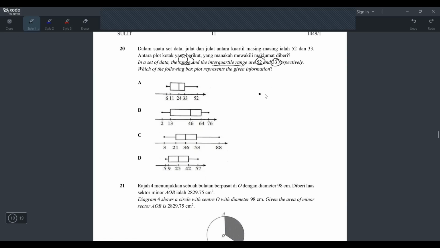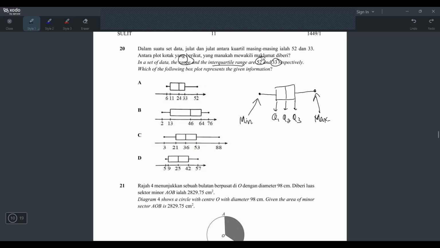I remember I mentioned this in my paper 2. I think it's Melaka paper 2, if I'm not mistaken, where they asked us to draw a dot plot and a box plot. And I mentioned whenever we draw a box plot, it will look like this, and we need to have 5 pieces of information: the minimum value, the maximum value, the Q1, the Q2, the Q3. You need these 5 pieces of information before you can draw a box plot.